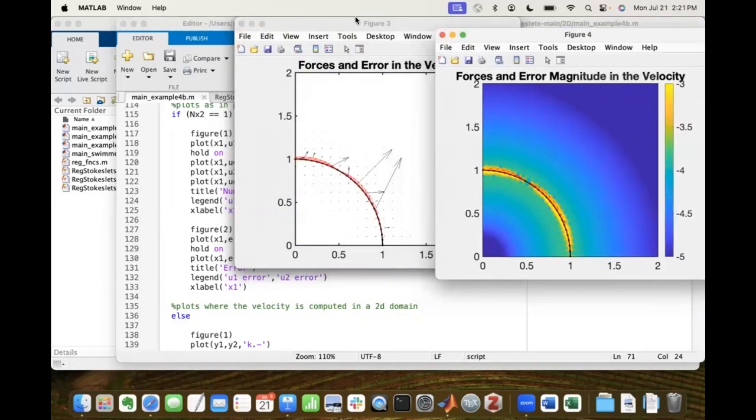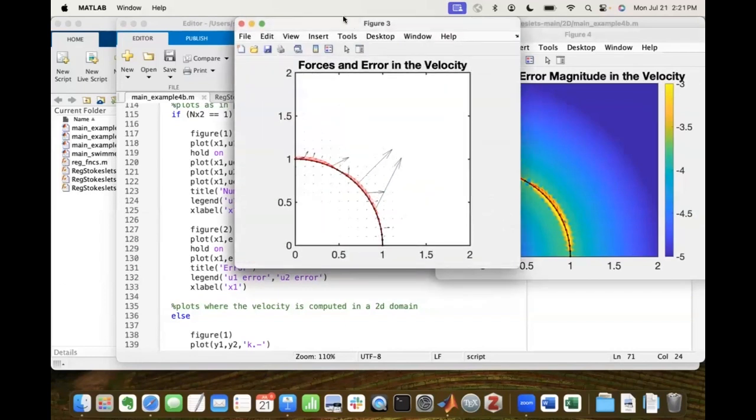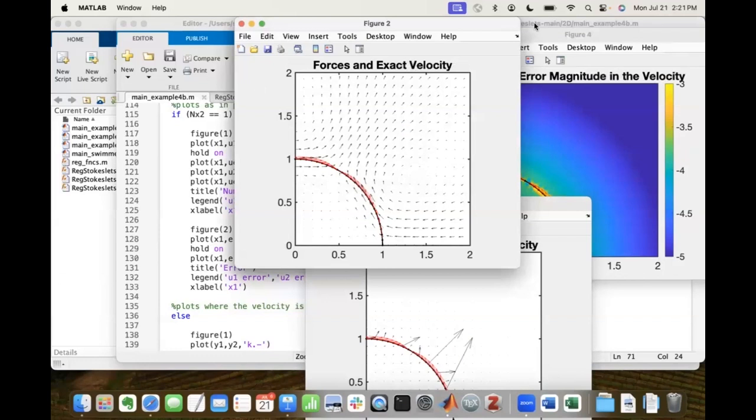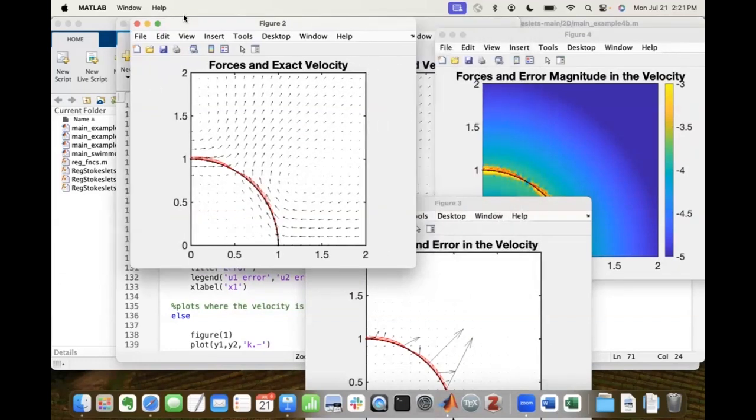So let's see what our... You guys don't see my Zoom bar that's floating around everywhere?